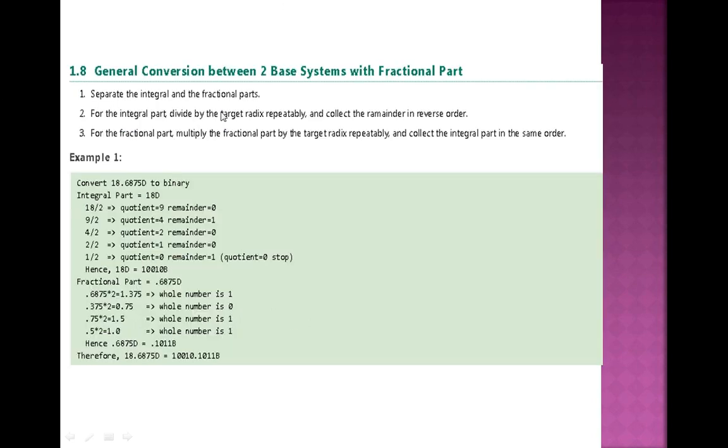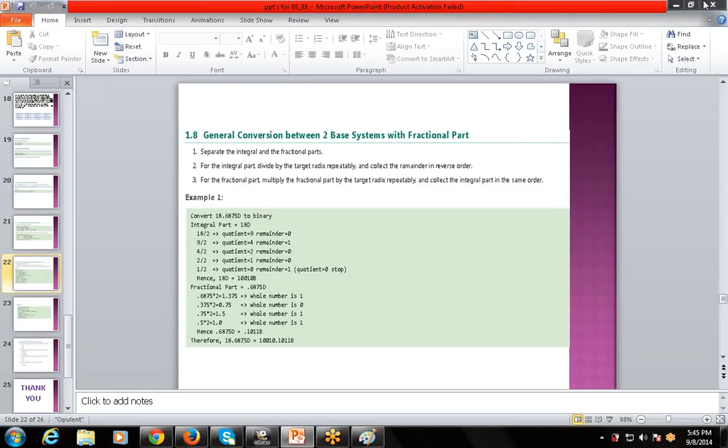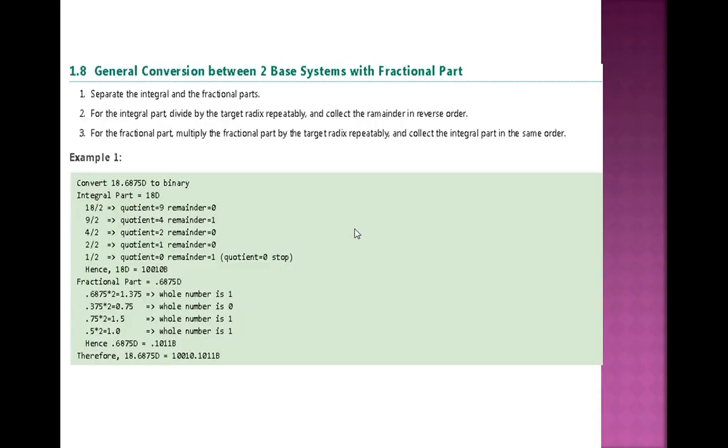Now next is your general conversion between two base systems with a fractional point. Now this is the time for the fractional point. As I told you, separate the integer part and separate the fractional part. For the integer part, divide by the target radix repeatedly and collect the remainders in reverse order.